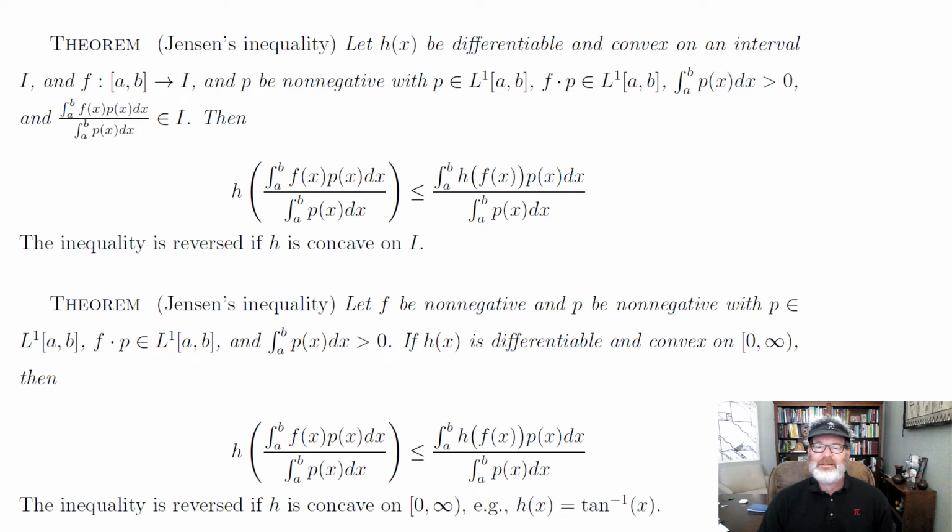Good day, everybody. Today I want to look at something called Jensen's inequality, and that's going to give us an indication of what to expect if we have a convex function like e to the x, and we exponentiate a function first and then integrate it, versus if we integrate the function first and then exponentiate that result.